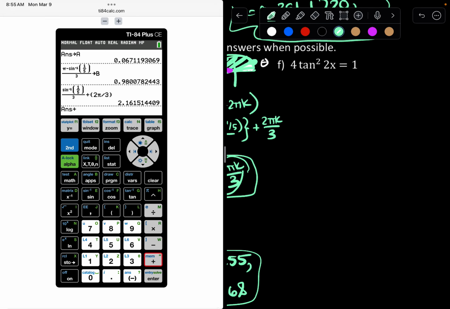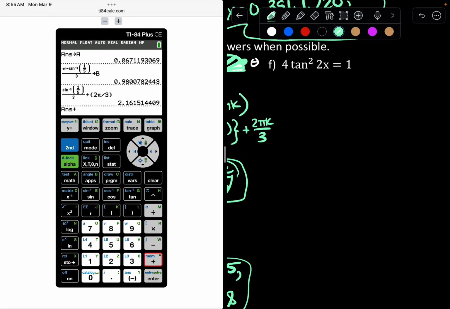All right, part F and the last example for this video is going to be 4 tangent squared 2x equals 1. So we'll divide both sides by 4. So I end up with tangent squared 2x is equal to 1/4. From here, we'll take the square root of both sides. So we end up with tangent of 2x. And then remember, taking that square root, we get plus or minus.